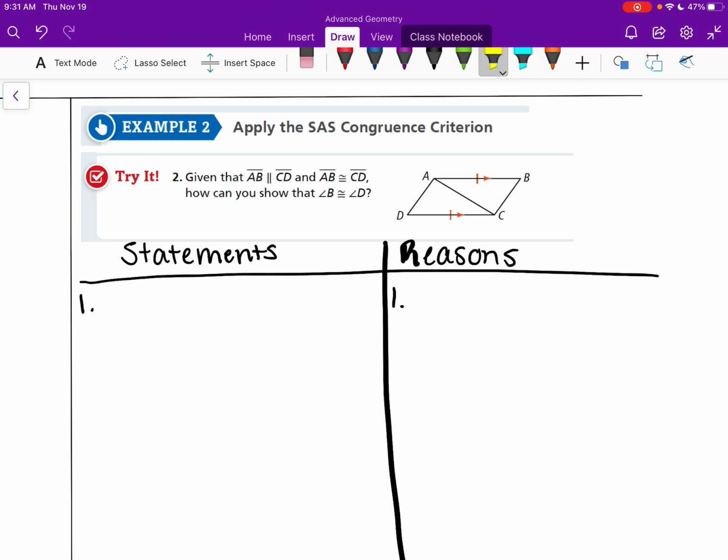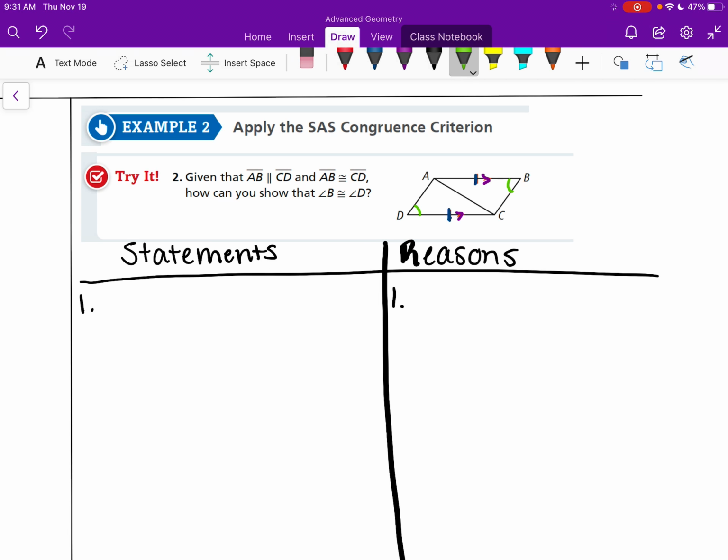We are given that AB is parallel to CD. Okay, good. That's what these arrows mean. They're parallel. And it's also telling us that AB is congruent to CD. Good. Their side lengths are the same. Probably going to use that. We want to show that angle B is congruent to angle D. All right. So let's start thinking about how can we do that.